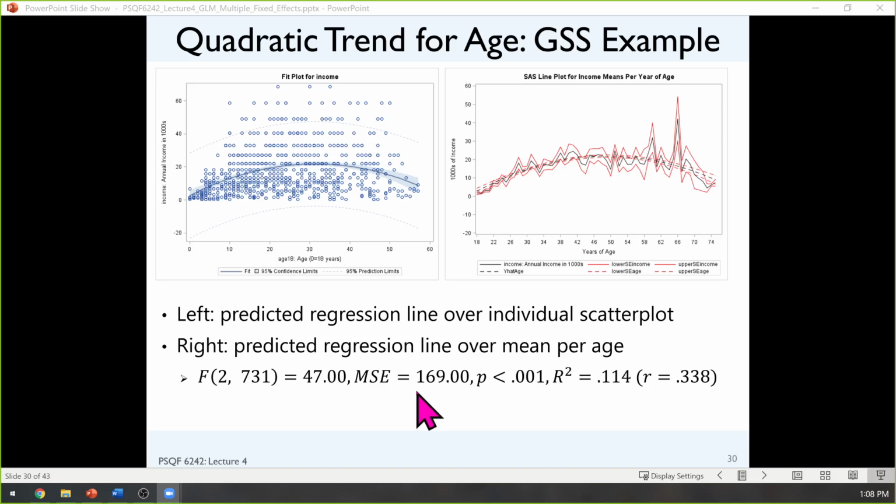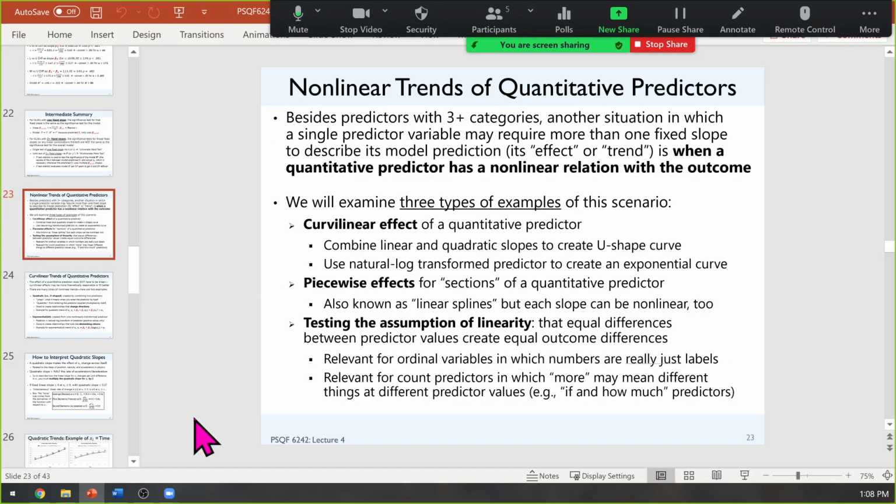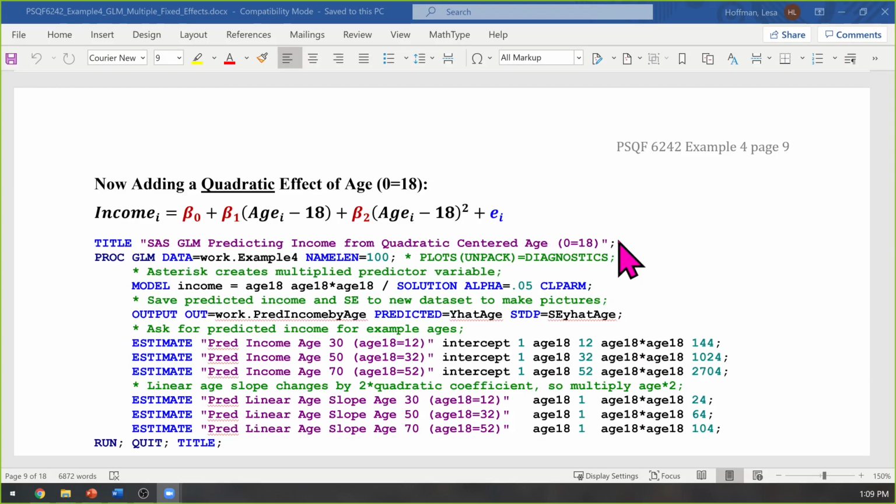Do you want to see the SAS code? Data code? Yeah, why not? Since you're going to have to practice it, it'd be good to get a chance with that. I am on, move this thing out of the way. I am on page 9 of example 4.